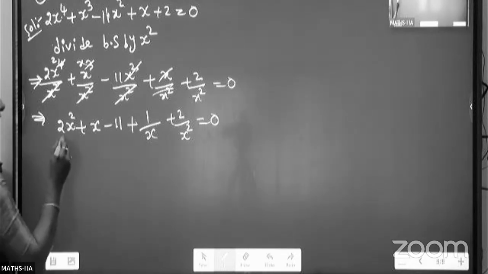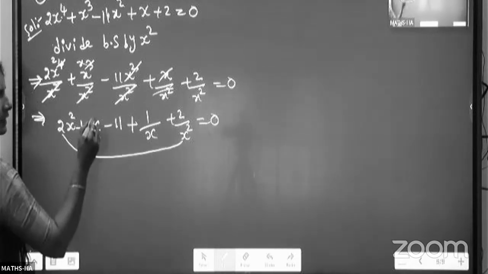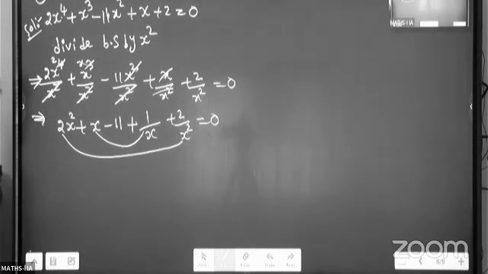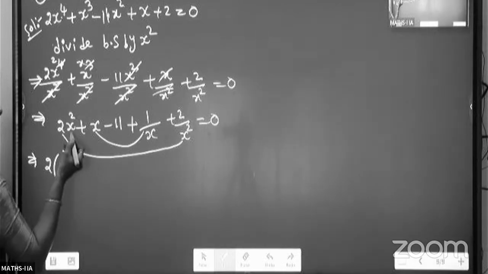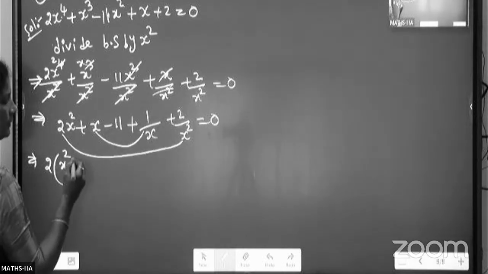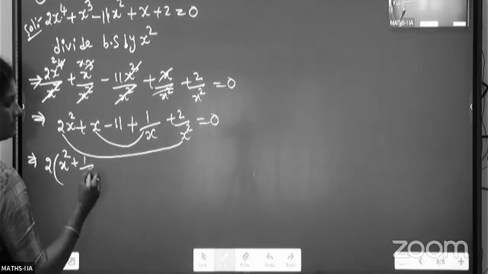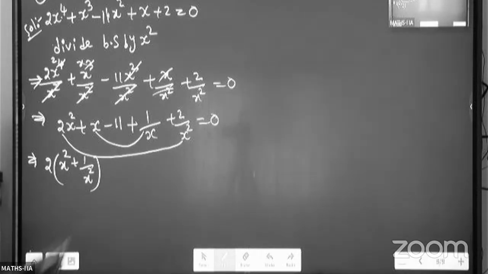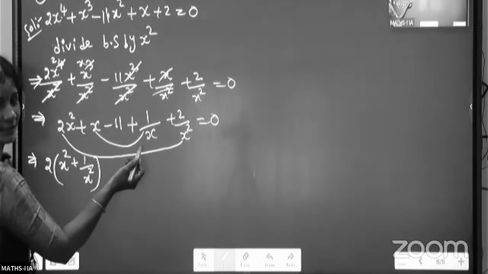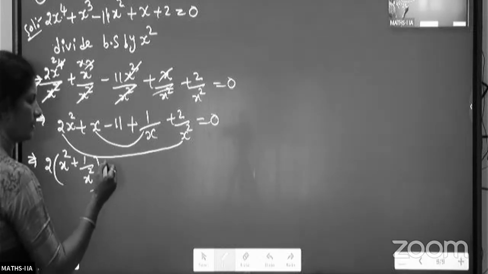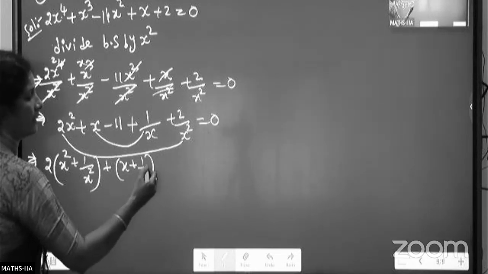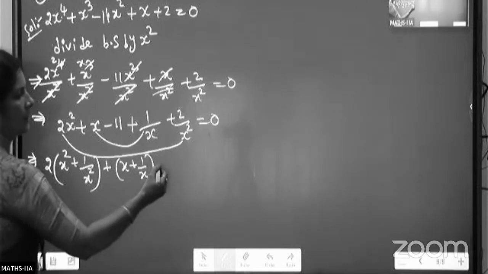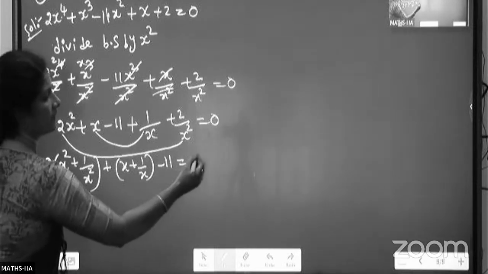Now observe. These two are x square terms and these two are x terms. Take 2 common and put them together. If you take 2 common, here x square is left, and here 1 by x square. This is over. Next, in the x terms, is there anything common? No. So plus, put them together: x plus 1 by x. Next, the constant: minus 11 is equal to 0.